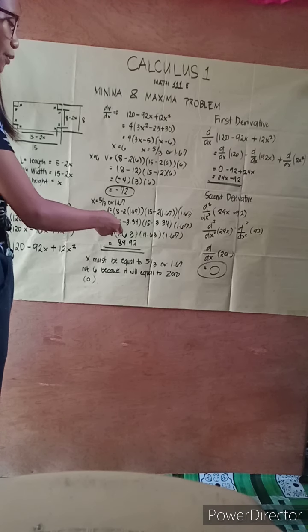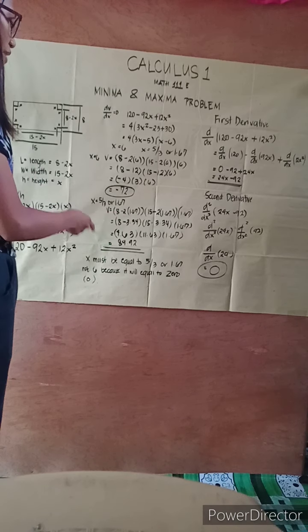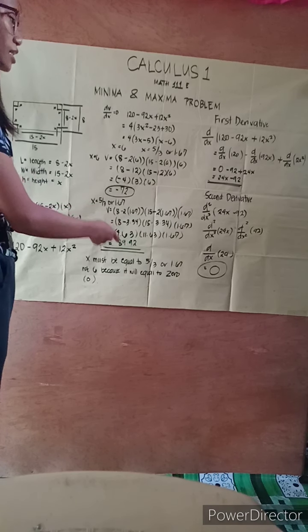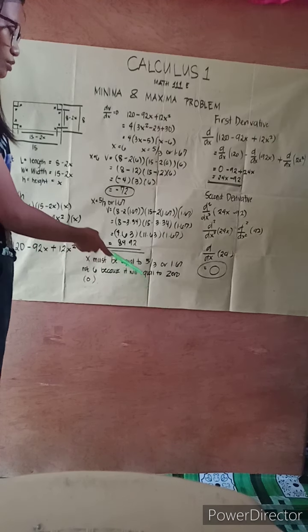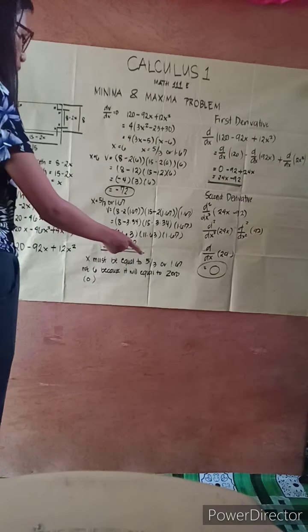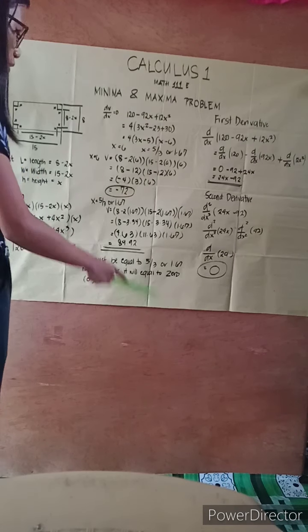4.66 times 11.66 times 1.67 is equal to 8.92. So x must be equal to 5 over 3 or 1.67, not 6, because it will be equal to 0 or negative.